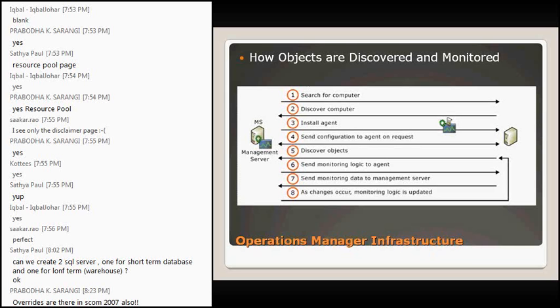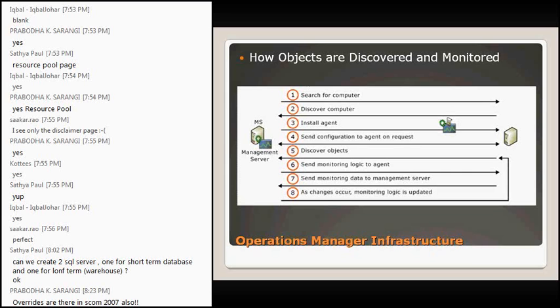Once the agent is there, the client goes back to the server asking it to send the configuration, and this is where the server sends the management pack details. Once it gets the details from the server, it goes back to the server with the discovered objects, first of all, what all objects got discovered. Once the management server understands the objects it has got, it sends back the monitoring logic, based on the objects that it has on the client computer. Once it receives the logic, it does the monitoring.